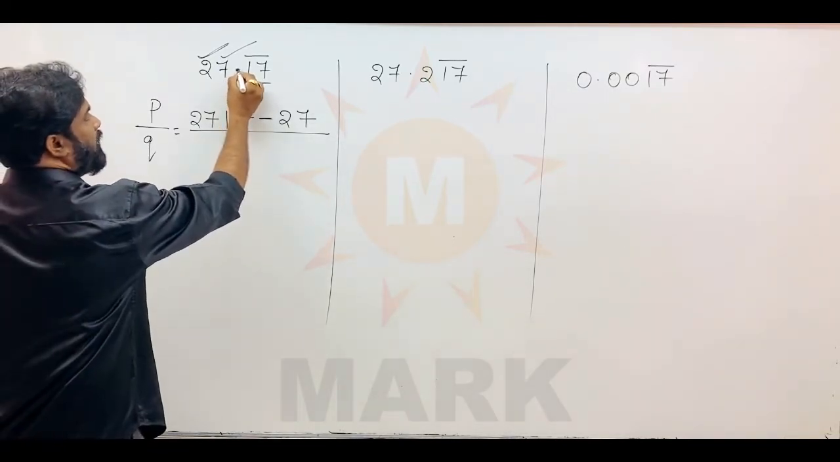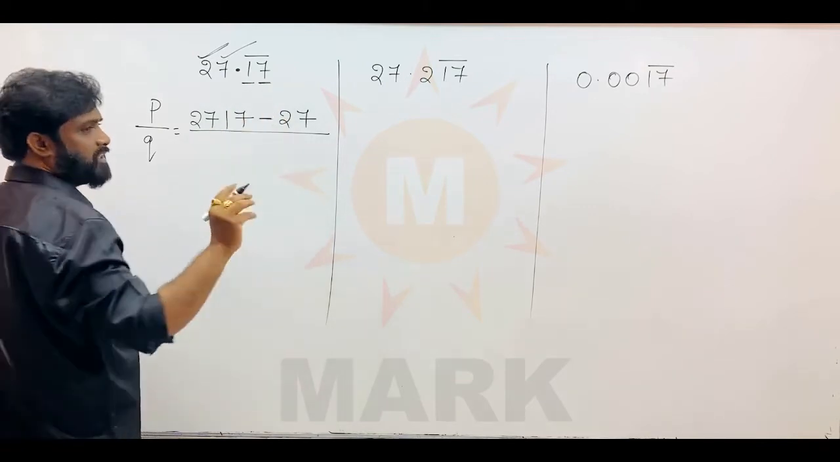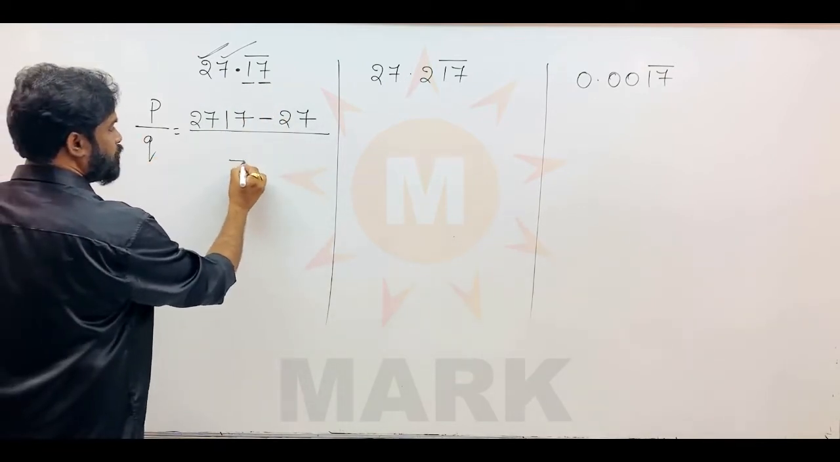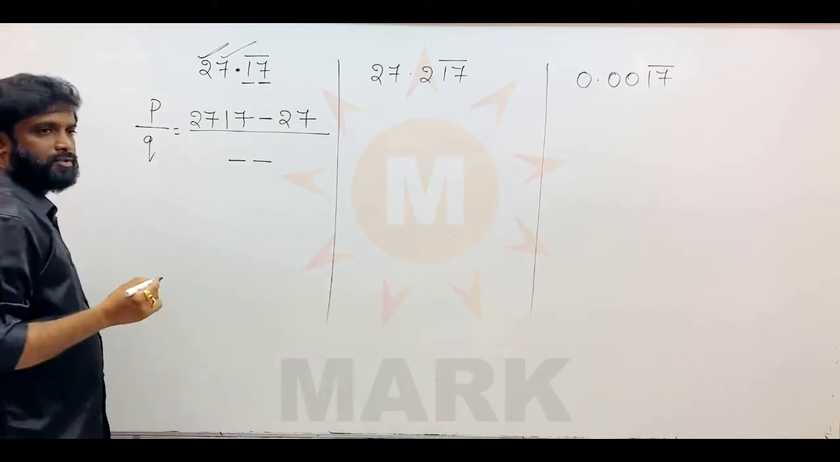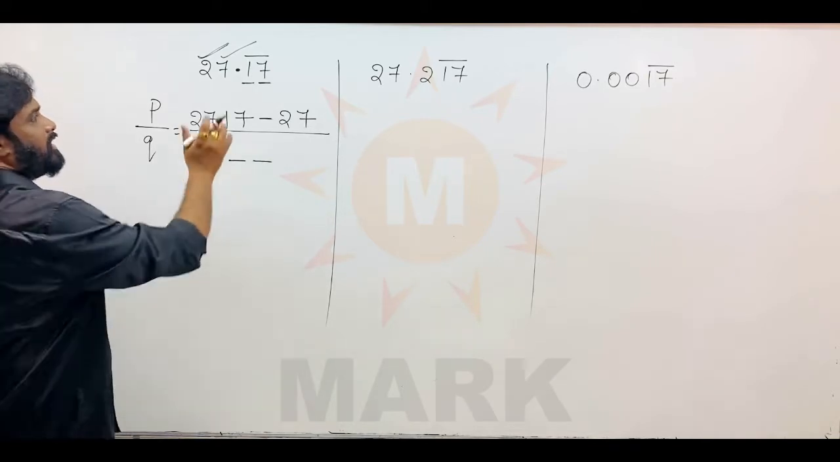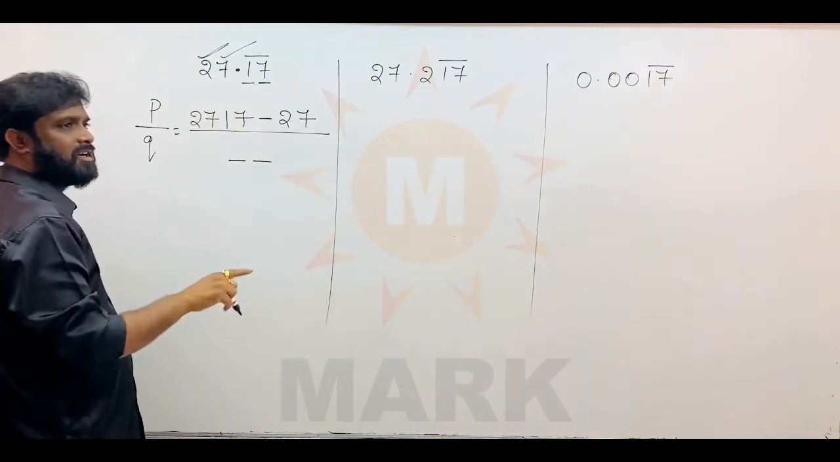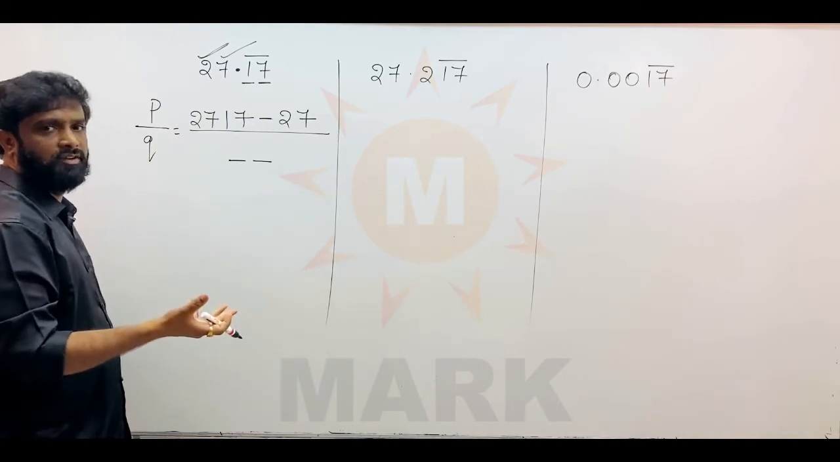Friends, after the point, how many digits are there? First you tell me. There are 2 digits. So first give 2 slots. Give that many slots, however many digits there are after the point. How to fill the slots we will discuss later.